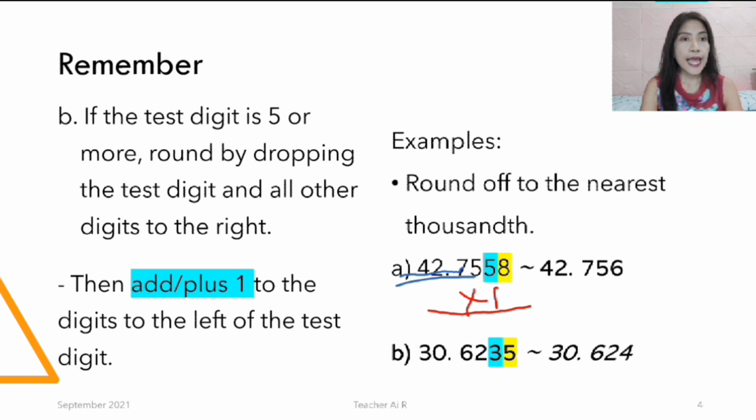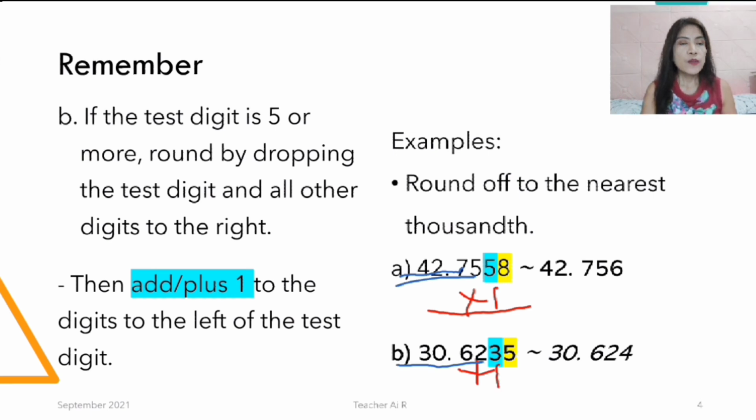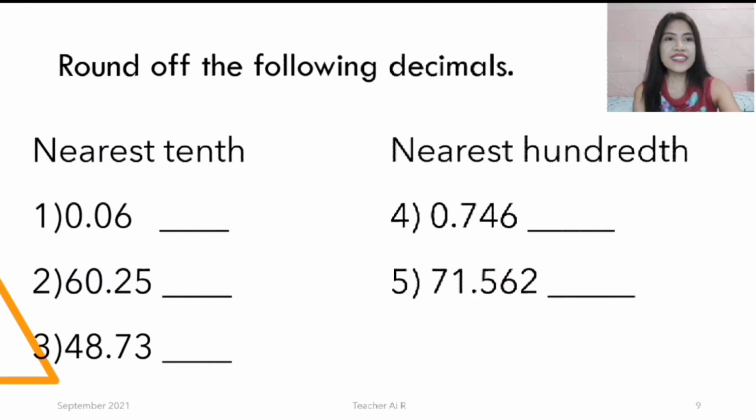Okay, we have there 30.6235, round off to the nearest thousandth. So the test digit or the reference number is 5, which is 5 and up. So you have to drop off the 5 and add 1 to 3. So your answer would be, 3 plus 1 is 4. Then copy 30.62. So your answer would be 30.624.